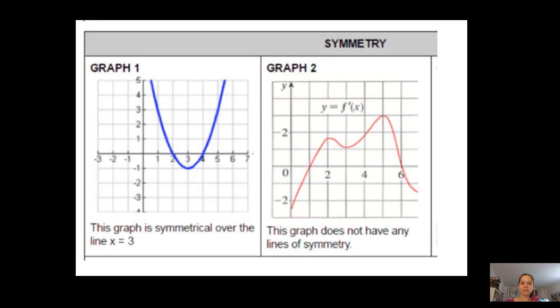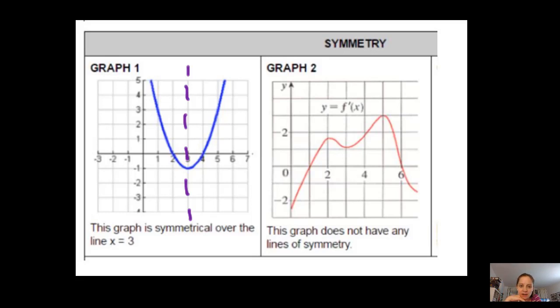The final function feature we're going to review is symmetry, and where there might be symmetry in a graph. In graph 1, this graph is symmetrical over the line x equals 3. x equals 3 is a vertical line, and at that vertical line, you could fold the graph onto itself. That's why it's symmetric about the line x equals 3.